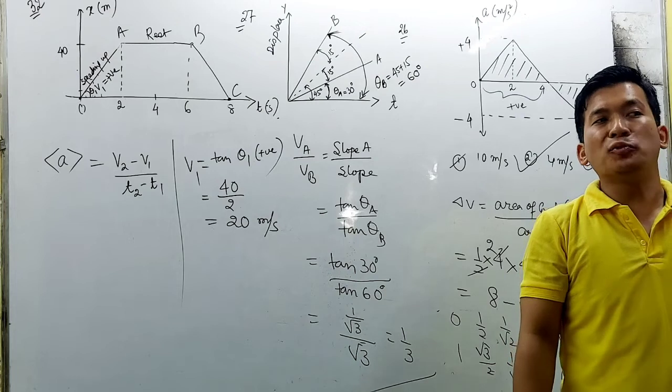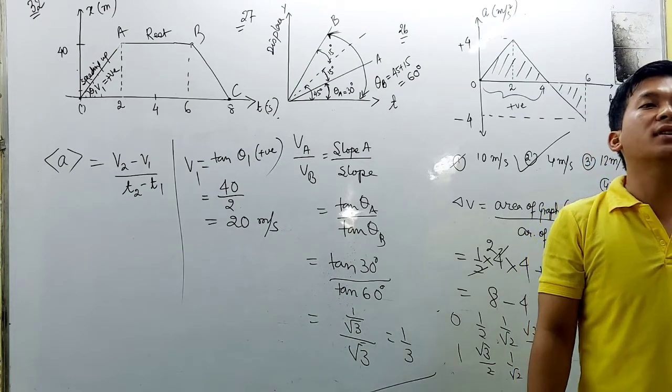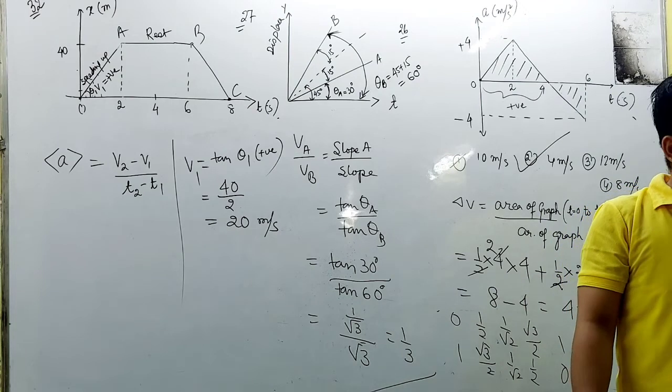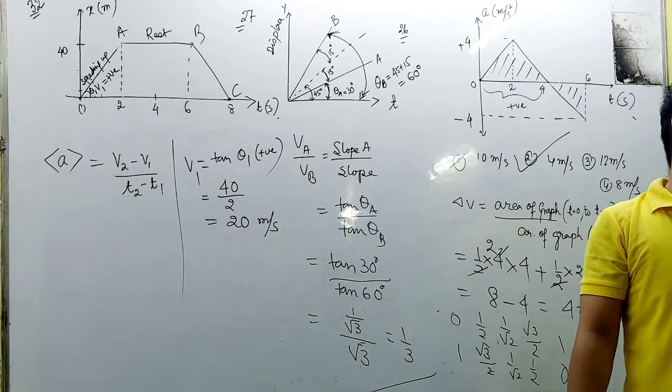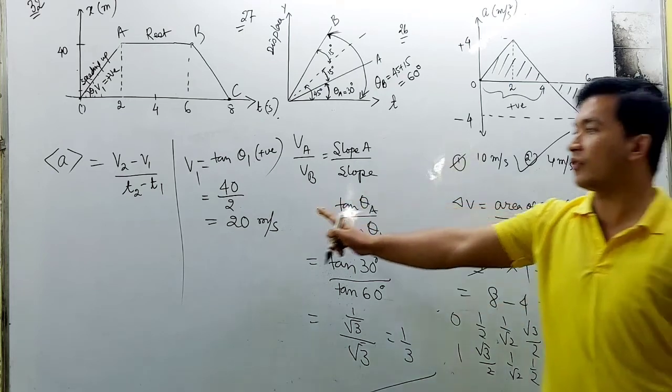Every second you must cover 20 meters. Every second you must produce 20 meters of displacement. That is the meaning of our velocity.